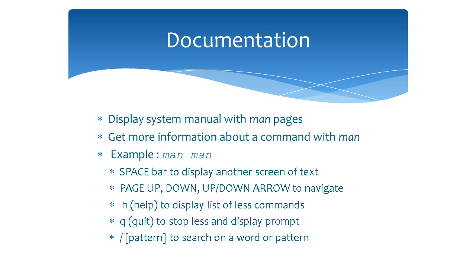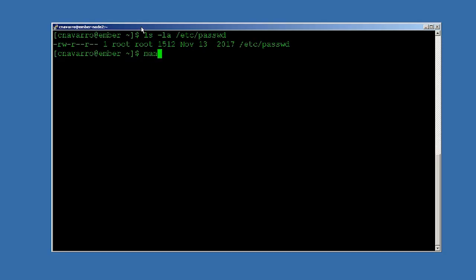Could you manage a Unix or Linux server without the World Wide Web and your favorite search engine right now? Of course you can. Unix and Linux have excellent documentation built into the operating system. The primary and original source of documentation is the man pages. Man is short for manual. You can get more information about a command with the utility name man. Example, I would like to know more about man. Okay, type man space man, enter.